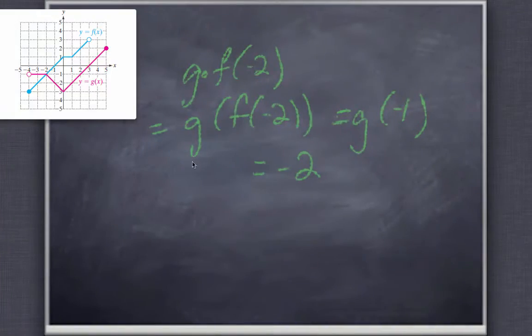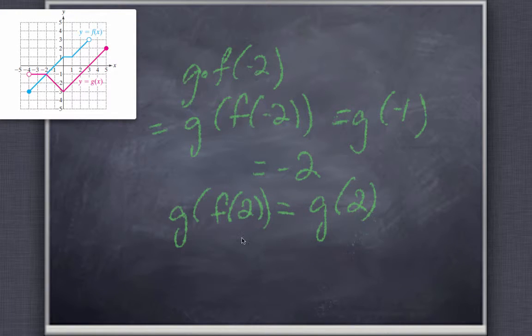And g of f of 2. So f of 2, we go over to 2, up to the blue, so that's 2 also. So g of 2. Go back over to 2, go down to the pink line is negative 1.